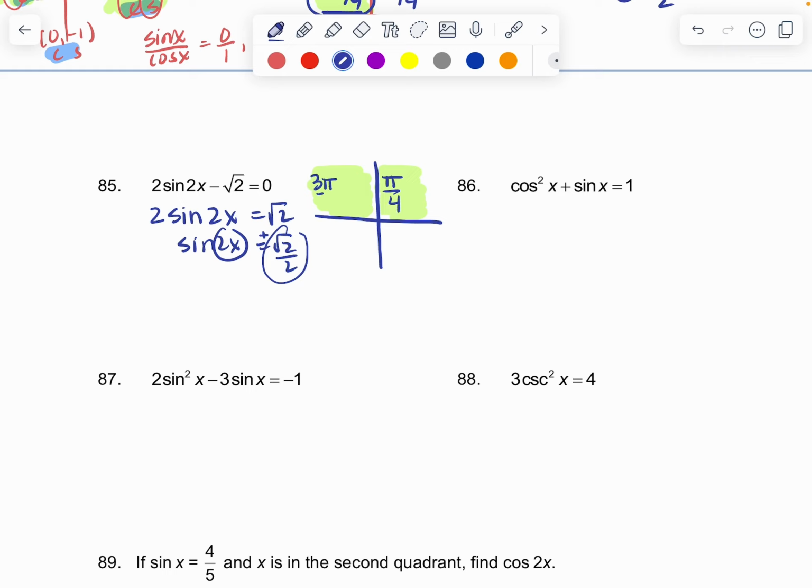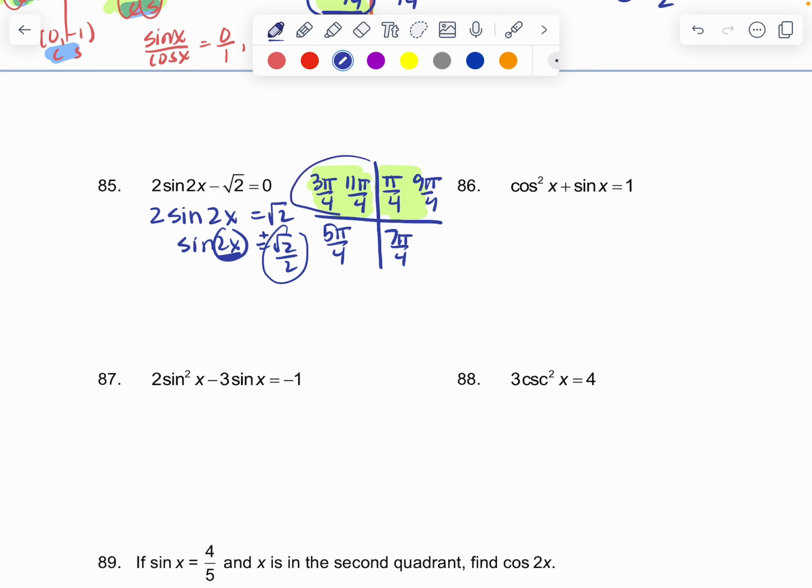3 pi over 4. I'm going to keep counting because of this double angle. I have to go around the unit circle twice. So this is 5 pi over 4, 7 pi over 4. Let's go around one more time. I'll have 9 pi over 4 and 11 pi over 4. I'm going to go ahead and stop because my answers are only going to be in quadrant 1 and 2, so no need to keep going.